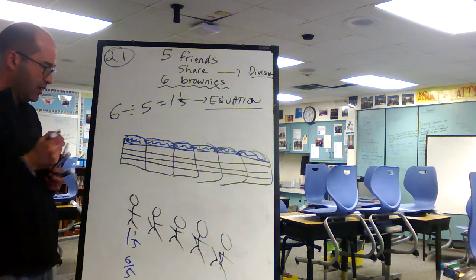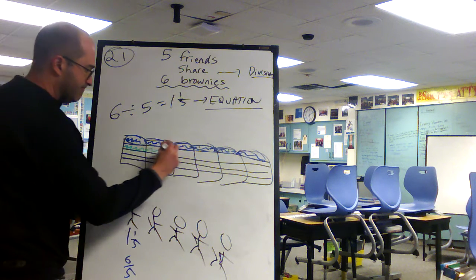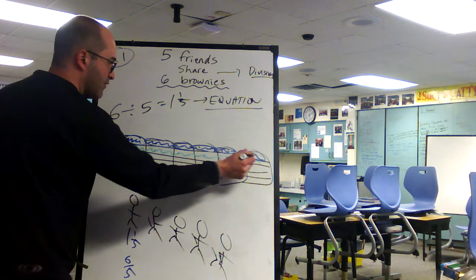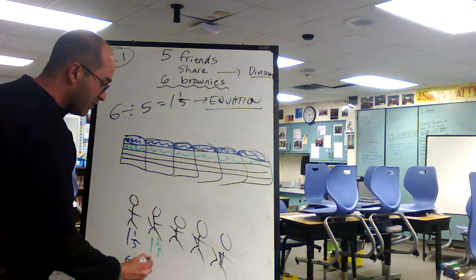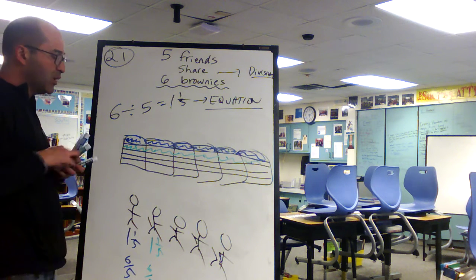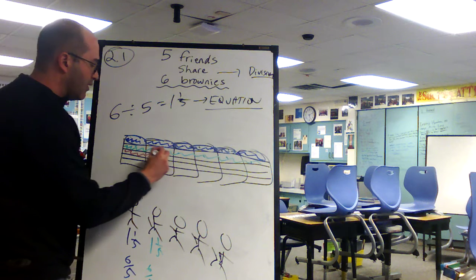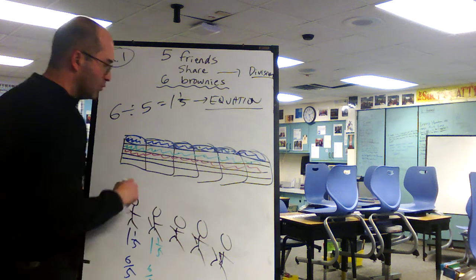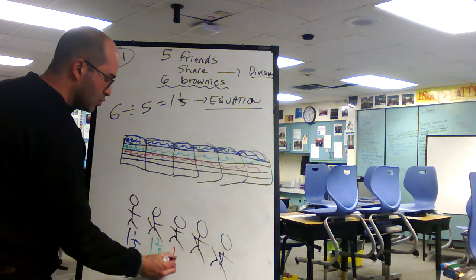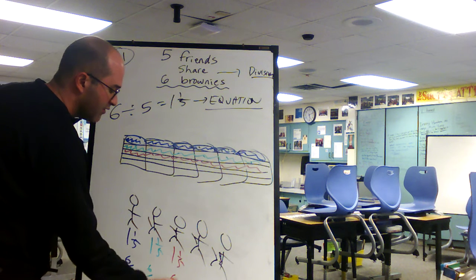This person right over here gets this amount of the brownie. 1/5, 2/5, 3/5, 4/5, 5/5, 6/5. Or 1 1/5. Or 6/5. Same thing. And the same thing would go for each friend. This guy would get this amount of brownie, which if divided equally would be 1/5, 2/5, 3/5, 4/5, 5/5, 6/5, which is 1 1/5 or 6/5.